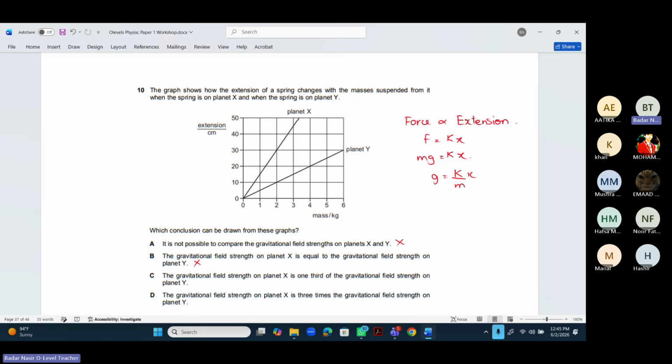So basically, when you have to do the comparison of two things, for the same mass, the extension produced in Y is less compared to the extension produced in X. We can also see this from here. When we have mass 2 kg in both cases, how much extension is produced? In Y it is 10 centimeters, and in X the extension is 30.